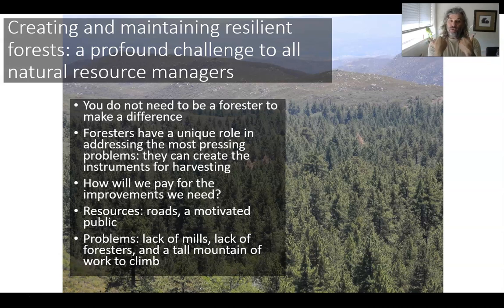They can create instruments for harvesting trees, cutting trees, for maintaining forests, reducing fuels, planting trees, overcoming many of the problems that I have been illustrating for you here and now. Foresters also learn to build and maintain roads, which are critical resources. And also, everyone can do this, helping to keep the public informed and motivated to help out, whether that's supporting some actions on the landscape, actually getting involved in some way. We have many problems that we have not overcome.